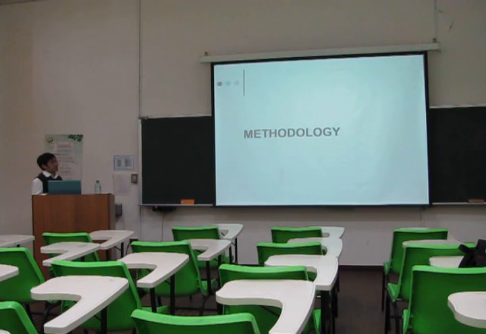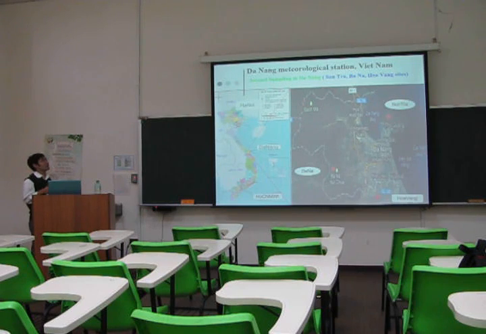So the second part, I want to show you the methodology. First I show you my city. The city is beautiful, nice, and has a friendly environment. In Da Nang, we have Hoi An and the island. In Da Nang, we collect aerosol samples at Ba Na Mountain, Son Tra Mountain, and Hoa Vang in the countryside. In Hoa Vang, we have many varieties.